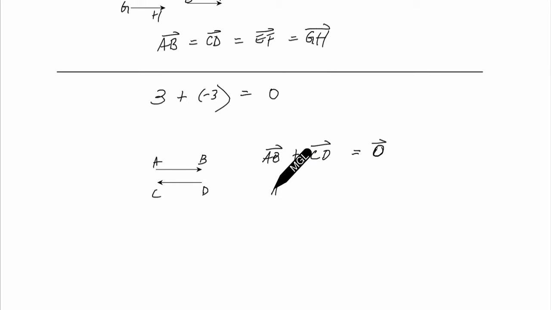So then if I just do some algebra here, AB is equal to 0 vector subtract CD. The 0 vector by definition does nothing when you add or subtract it to another vector. So what we get here is AB is equal to the negative of CD.